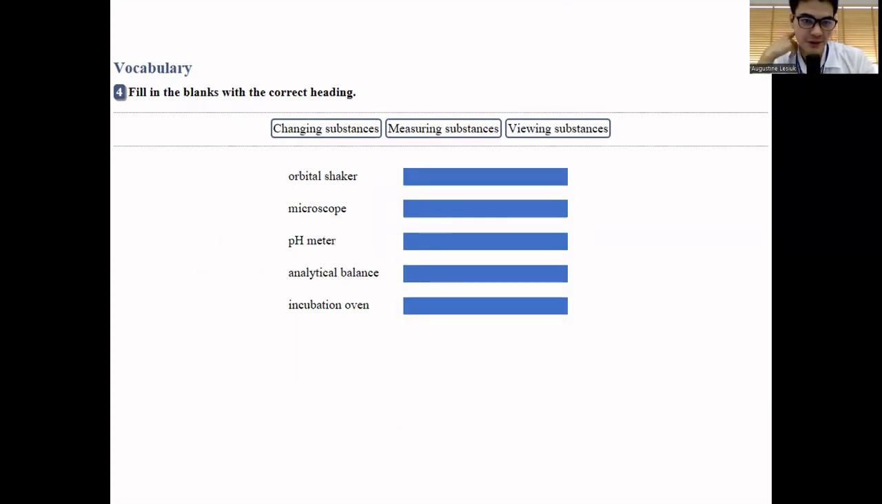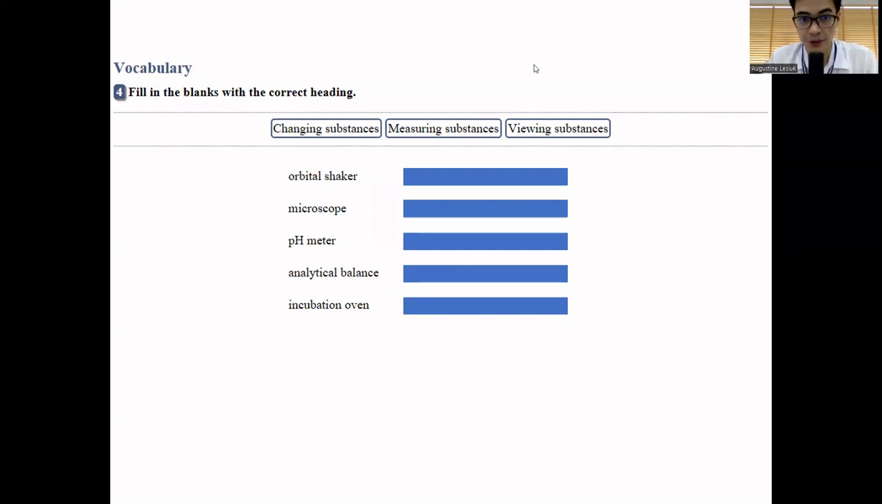For the next vocabulary segment, I want you guys to match the following headings with the following equipment, right? So we have changing substances, measuring substances, and viewing substances. So which of these headings or purposes belong to which of these equipment? Orbital shaker, microscope, pH meter, analytical balance, and incubation oven. I want you guys to pause the video and try matching these headings with the correct equipment. And after that, resume the video and we'll go through the answers together.